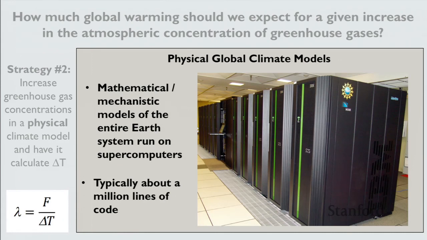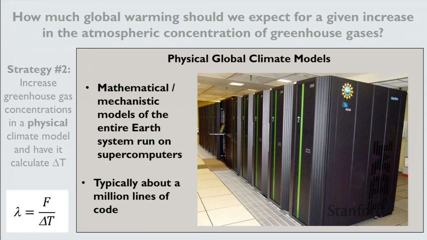They're mathematical, mechanistic for the most part, models of the entire Earth system that in general need to be run on supercomputers. This is the Blue Fire supercomputer at NCAR, the National Center for Atmospheric Research in Boulder. I think this is 77 teraflops, and when it was installed in 2008, it was a top 25 fastest computer. But of course, now it's orders of magnitude behind the fastest computers. But these are the types of machines that these climate models are run on.